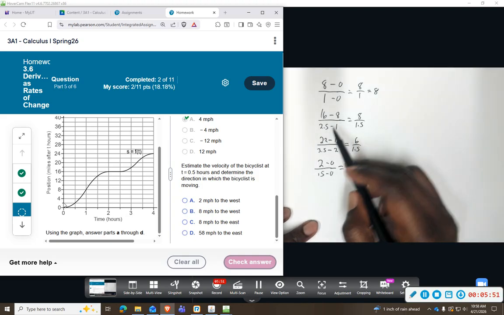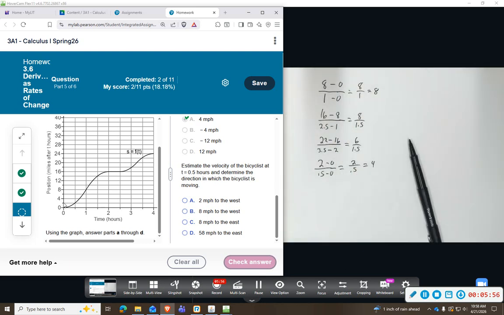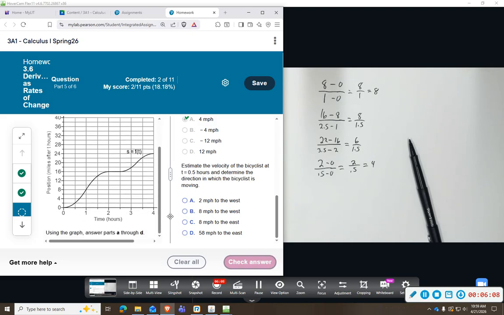Okay, but I know that the whole hour, because we're doing an hour, the first one it was 8. So you don't want to pick 2. 2 is the position, and he's not going to the west. They told us that his position is going to be east as long as it's positive. So I know it's not 2. I know it's not 8 west. So A and B, we can get rid of those. He hasn't gone 58 the whole time. So I think they're using the slope from 0 to 1. t is right in the middle. And so we're getting 8 miles east.